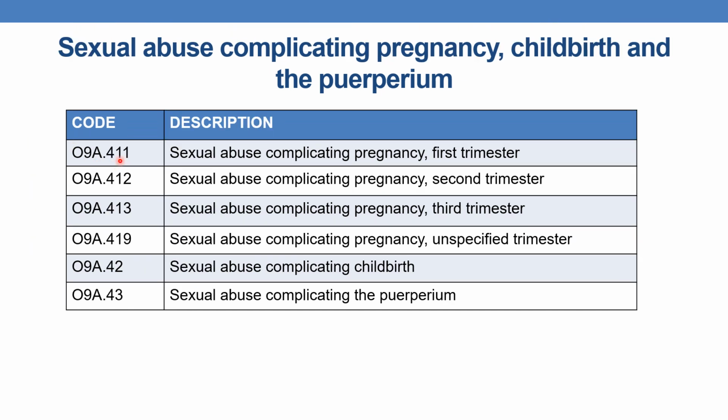Next, the O9A.4 series deals with sexual abuse complicating pregnancy, childbirth and puerperium. O9A.411 indicates sexual abuse complicating pregnancy, first trimester. 412 indicates sexual abuse complicating second trimester. 413 indicates sexual abuse complicating third trimester. 419 indicates sexual abuse complicating unspecified trimester. And O9A.42 indicates sexual abuse complicating childbirth and O9A.43 indicates sexual abuse complicating the puerperium.